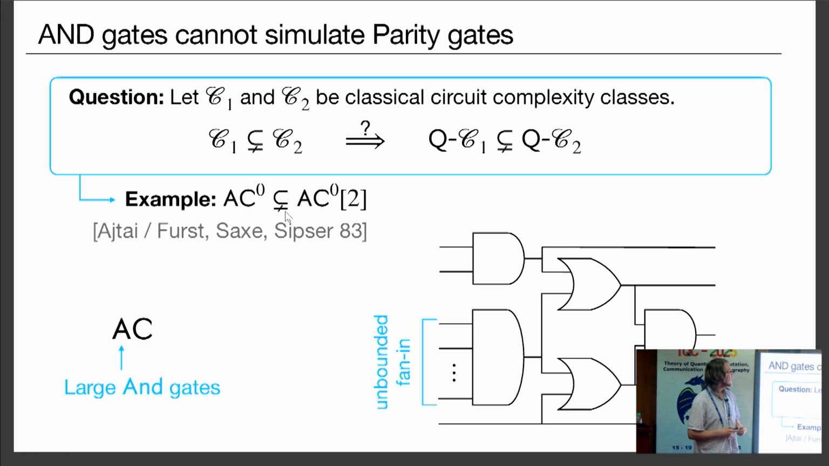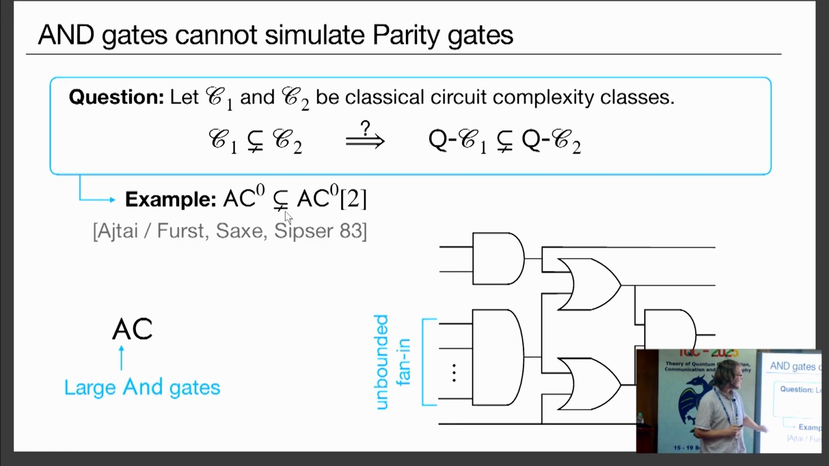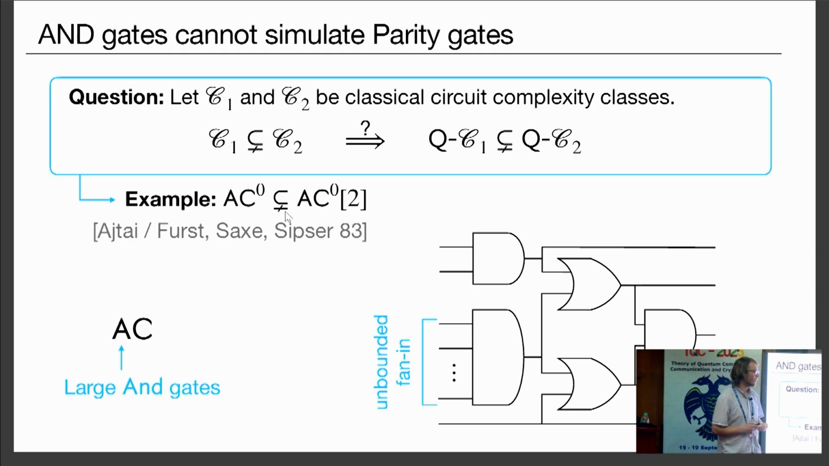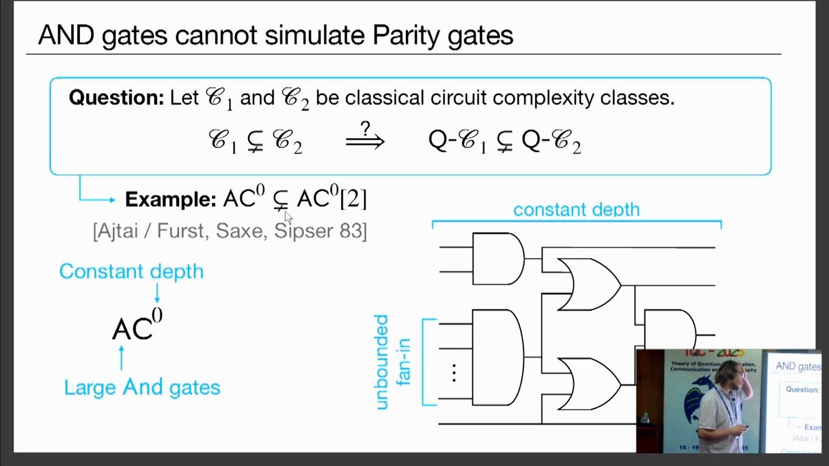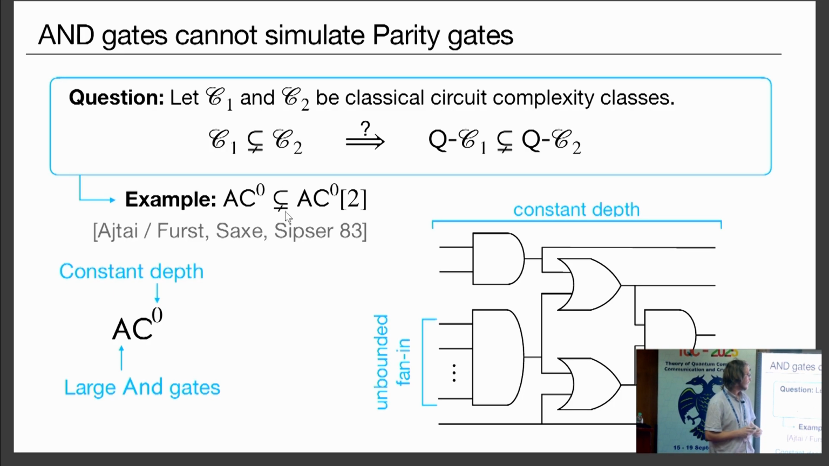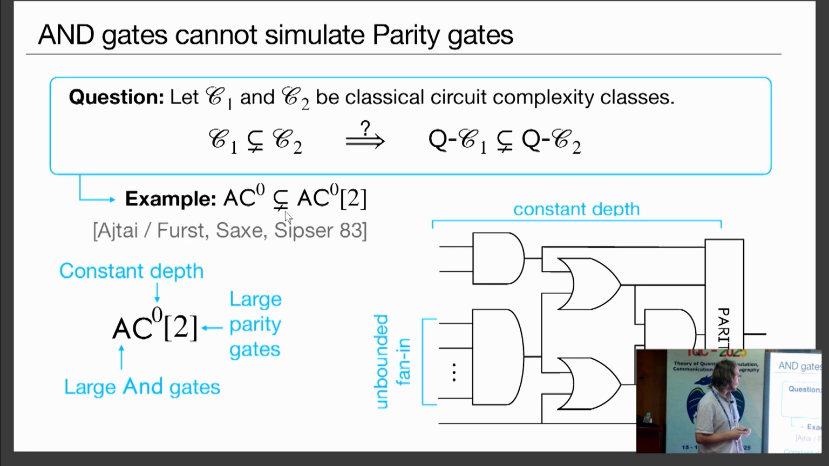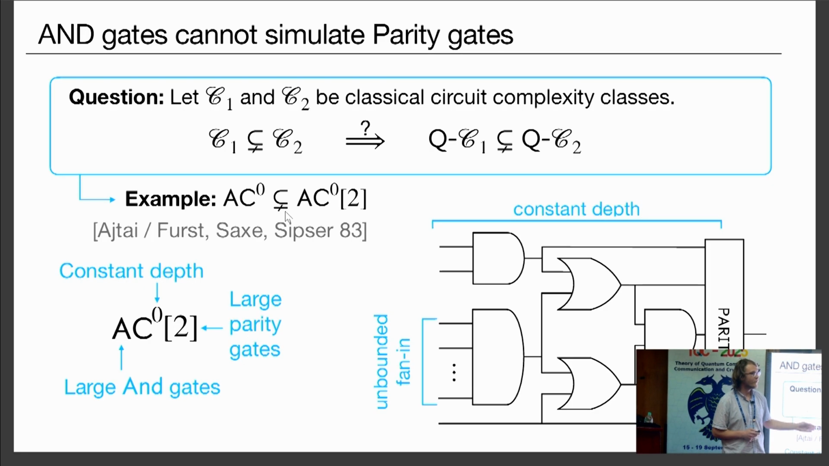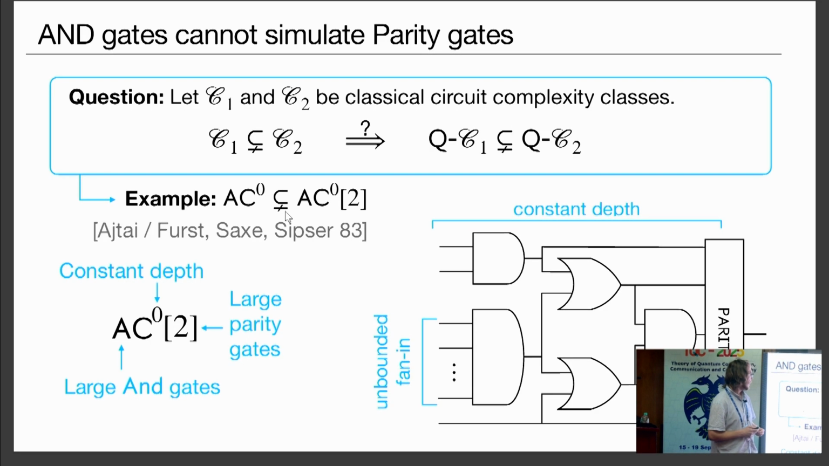So a first example of this is a landmark result in classical circuit complexity, which is that AC0 is strictly contained in AC0[2]. And so AC0 is defined as the set of decision problems decidable by constant depth classical circuits, which consist of AND and OR gates of unbounded fan-in, let's say. And with the [2], we also get unbounded fan-in parity gates for free.